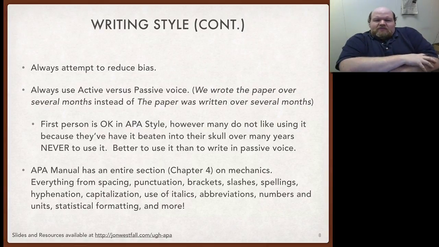You also want to attempt to reduce bias whenever possible. And the APA manual talks quite a bit about that, talking about showing respect for different groups by not using one-sided language. And I'll let you kind of explore that on your own. You could talk a lot about that on its own. But the APA manual does have a whole section on it that you can read through. You always want to use active versus passive voice. This is a real big problem for people who are coming into APA style. It's one of those things that you really want to make sure that you work on addressing in your writing.